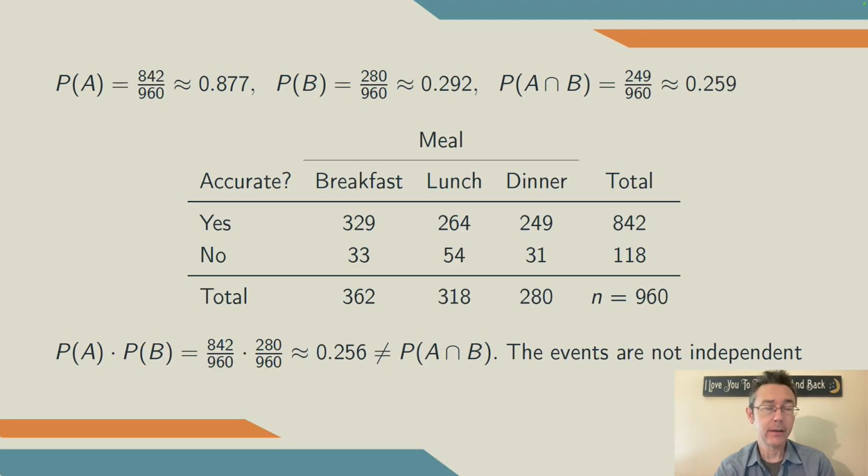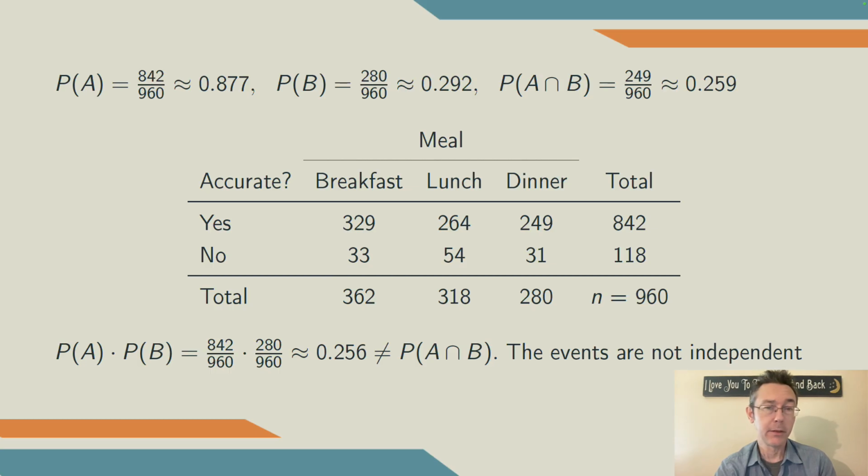We're going to need to find the individual probabilities as well as the probability that both of these things occur. Starting with whether the order was accurate or not, that is event A, we see that there are 842 yeses in this set out of 960 total. So the probability that A occurs is 842 divided by 960, about 0.877. Similarly, the probability that the order selected was at dinner time is 280 divided by 960 because there are 280 dinner time orders at this restaurant. That's about 0.292.